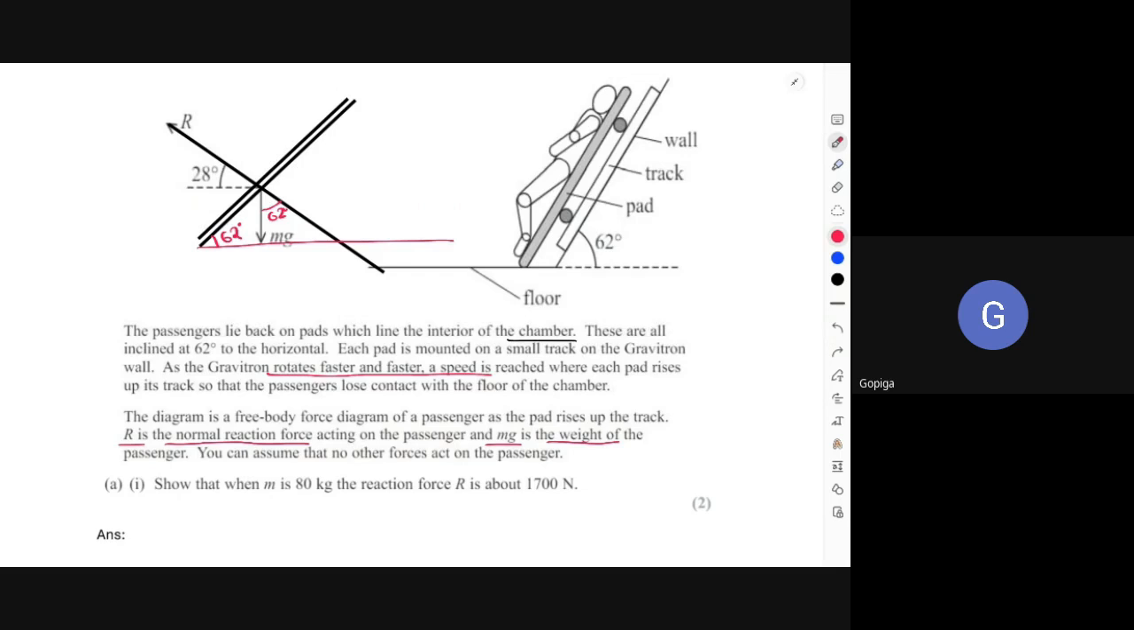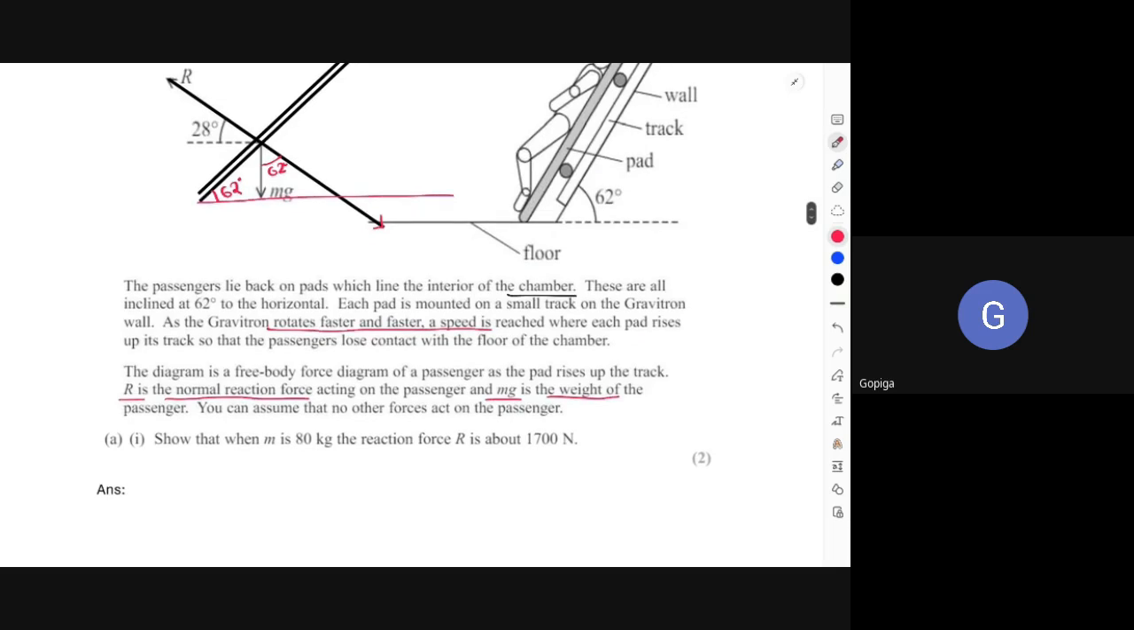Okay, as weight is vertically downward, right? And we're trying to find out the weight and also the reaction force. So obviously reaction force is equivalent to the vertical component of weight, which is going to be mg cos theta. And mg sin theta is equivalent to nothing over here. It is also stated that m is equal to 80, and you need to use that to find the total value for reaction force. It is approximately supposed to be 1700.